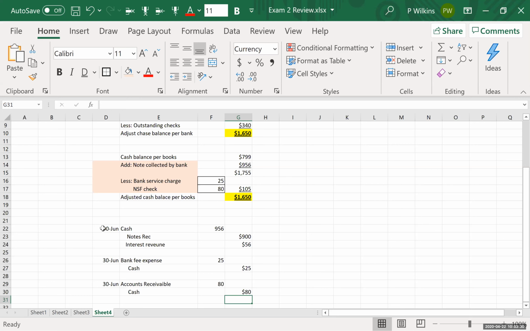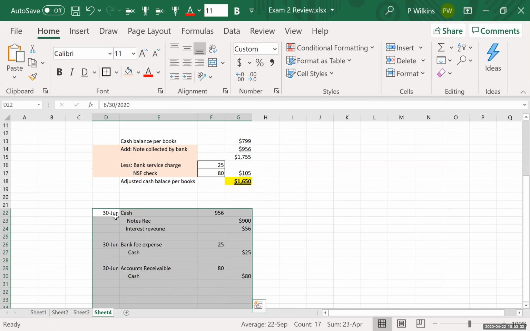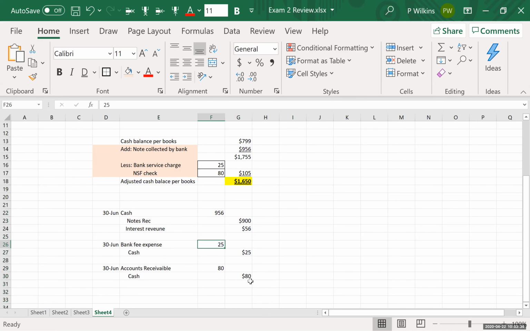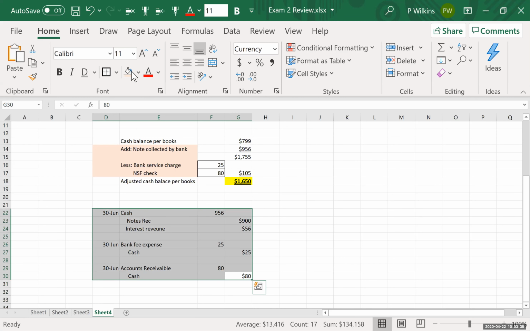All right, so those are the three journal entries for the items above on the section for per books. Okay, we can never do adjusting entries for the per bank things because we can't go adjust the books for the bank. We can only do the per books part.